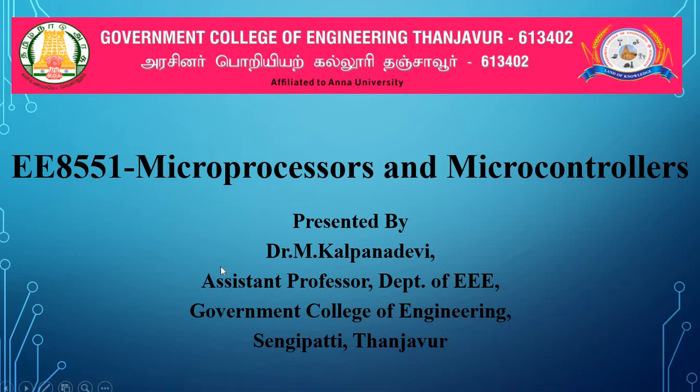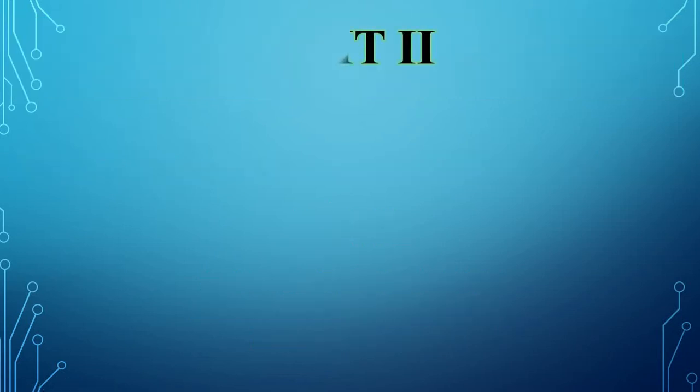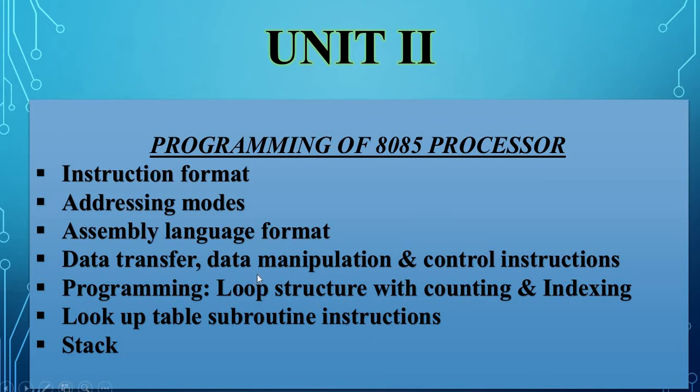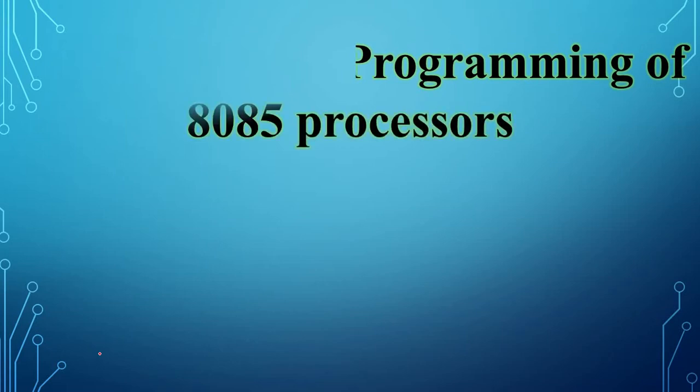Good morning, dear students. Today, I am going to start Unit 2, Programming of 8085 Microprocessor. Under this unit, we have to learn the details of instruction format, addressing modes, assembly language format, data transfer, data manipulation, and control instructions, programming, under this loop structure with the counting and indexing, lookup table, subroutine instructions, and stack. We will see each topic one by one.